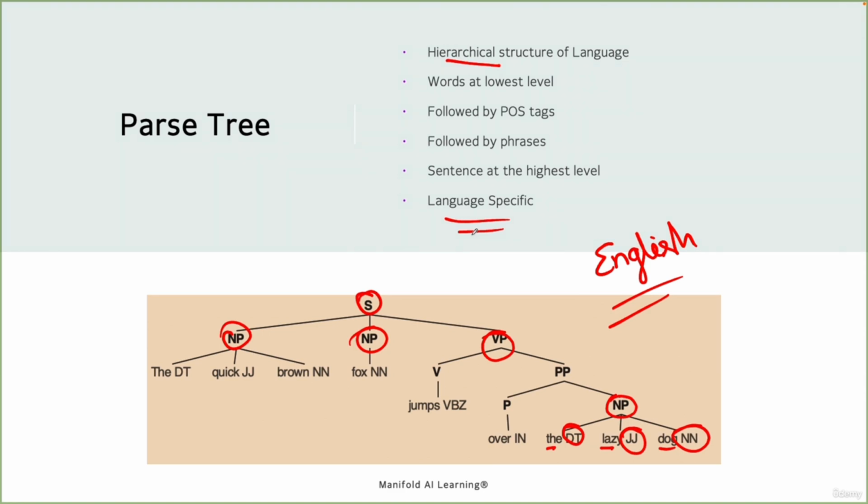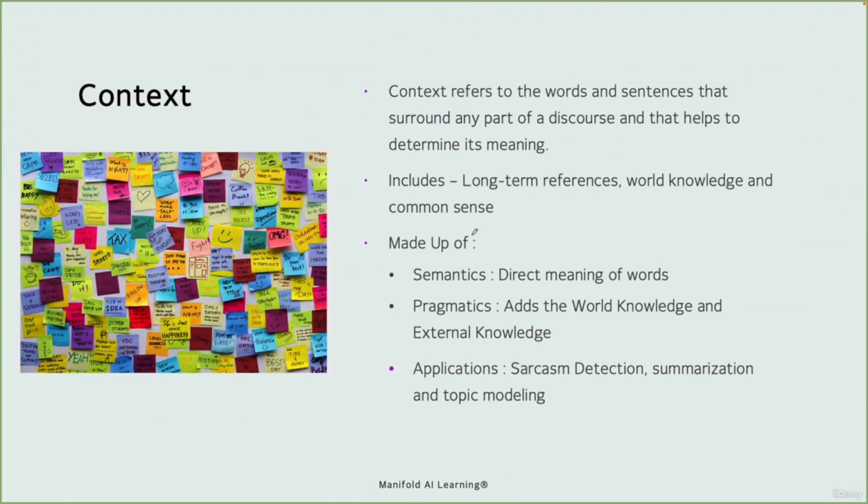Okay, moving on. The last building block which I have described was context. Context refers to the words and sentences that surround any part of a discourse, and it helps us to determine its meaning. This context would include long-term references, world knowledge, as well as common sense. Contexts are made up of semantics, which is the direct meaning of the words, and pragmatics, which refers to adding world knowledge and external knowledge. The applications of this context include sarcasm detection, summarization, and topic modeling.